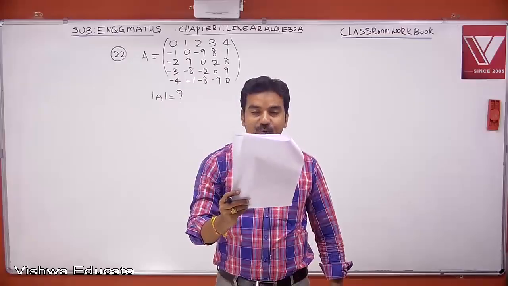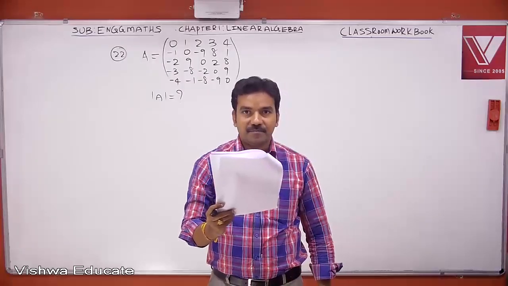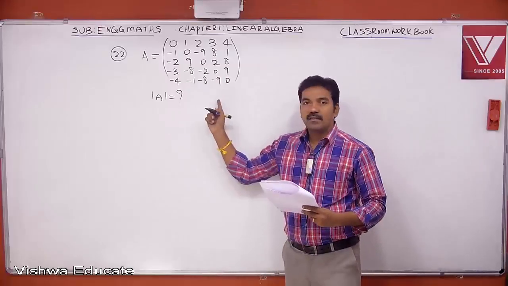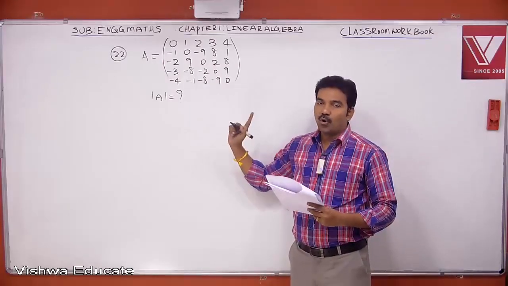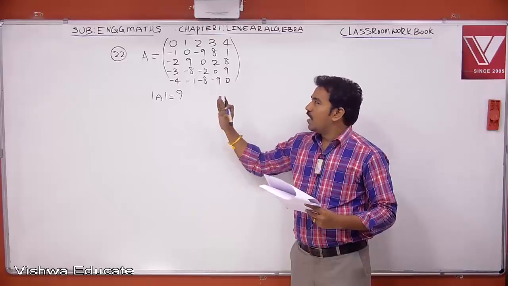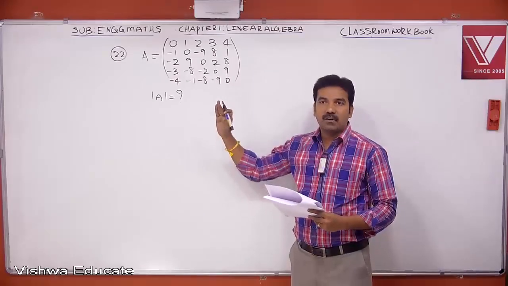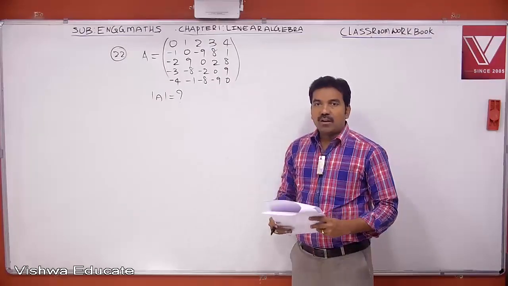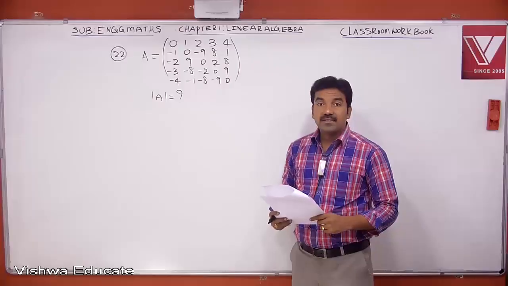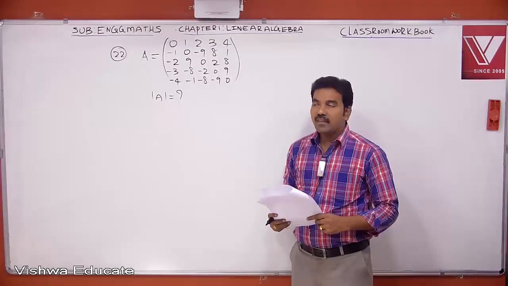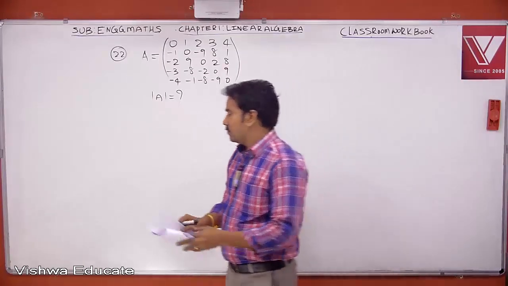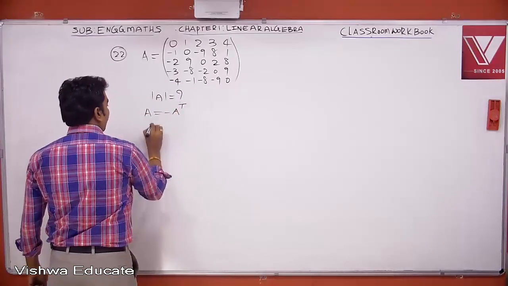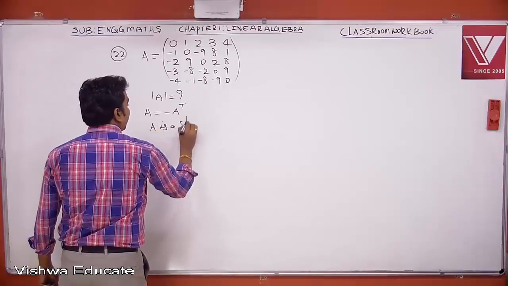See, this is not so simple to evaluate because its size is 5 by 5. Do you feel that any two rows are the same in this matrix? No two rows are the same, and no two columns are the same. Some elements are positive, some are negative, and mainly the diagonal elements are 0. That means one clue from this question is that it is a skew symmetric matrix. So it is clear that A equals minus A transpose. Therefore A is a skew symmetric matrix.